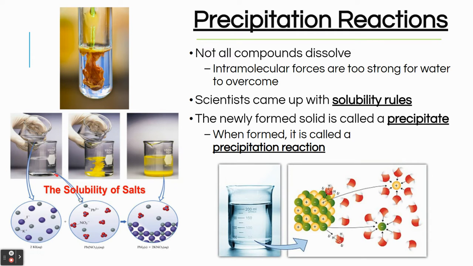And over here we have another solution of lead(II) nitrate, aqueous. And that aqueous part means that they're dissolved in water. And so the ions are dissolved, surrounded by water, and you can't really see them. There's no solid chunks there. They're not melted, they're dissolved.